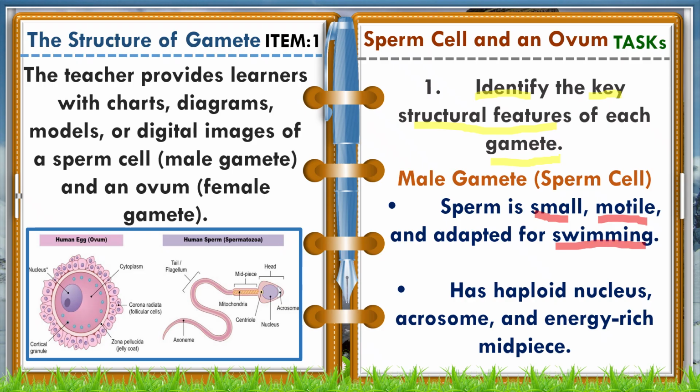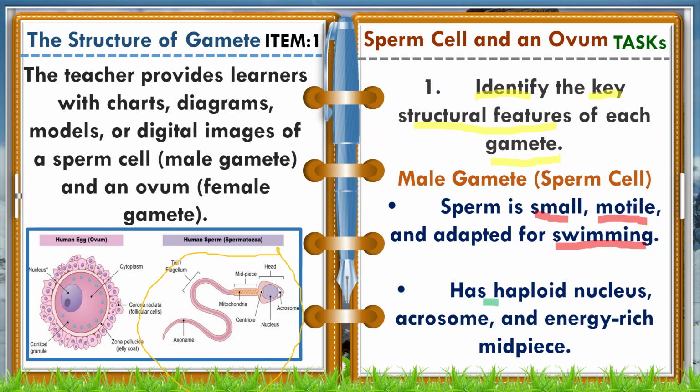So when you look at our sperm cell here, we are saying it is very small. And it is motile, meaning that it can move. That's why it has the tail. And it is adapted to swimming. It can swim because it has a tail that can move and propel the sperm.